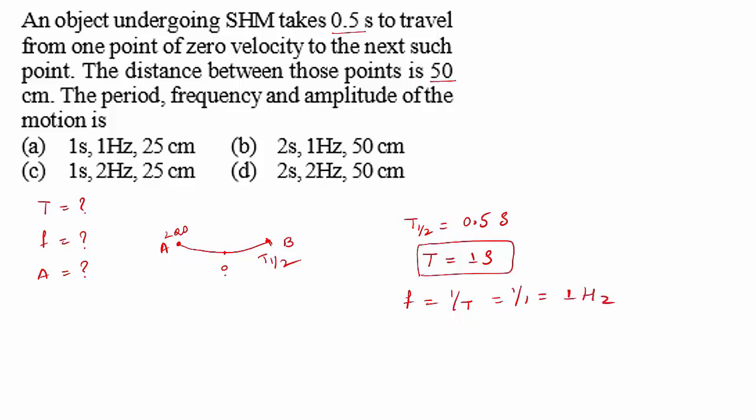Then come to the amplitude. Here amplitude will be from point A to point O. This is amplitude A. If A is the amplitude, then it is given in the problem that the distance between those points is 50 centimeter. The value of 2A is 50 centimeter. So amplitude A equal to 50 by 2, that gives 25 centimeter. So time period is 1 second, frequency is 1 hertz and amplitude is 25 centimeter. So option A is right.